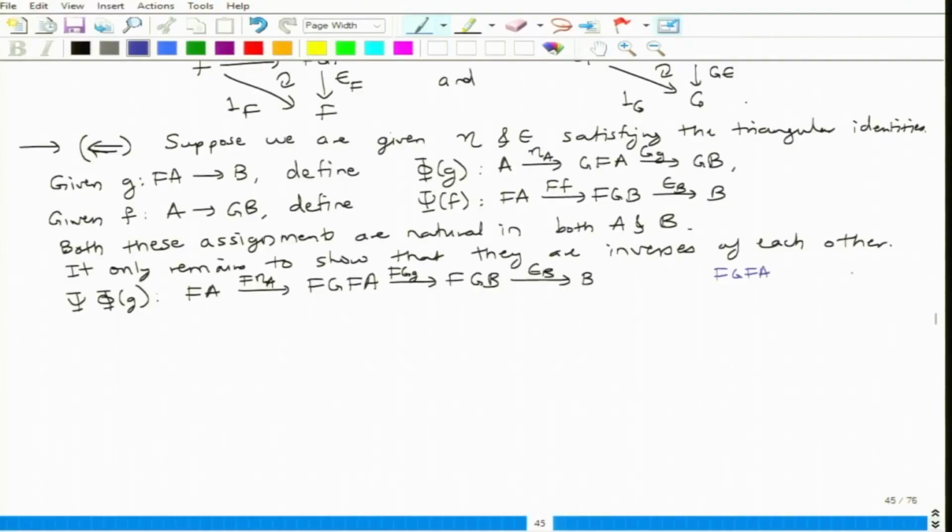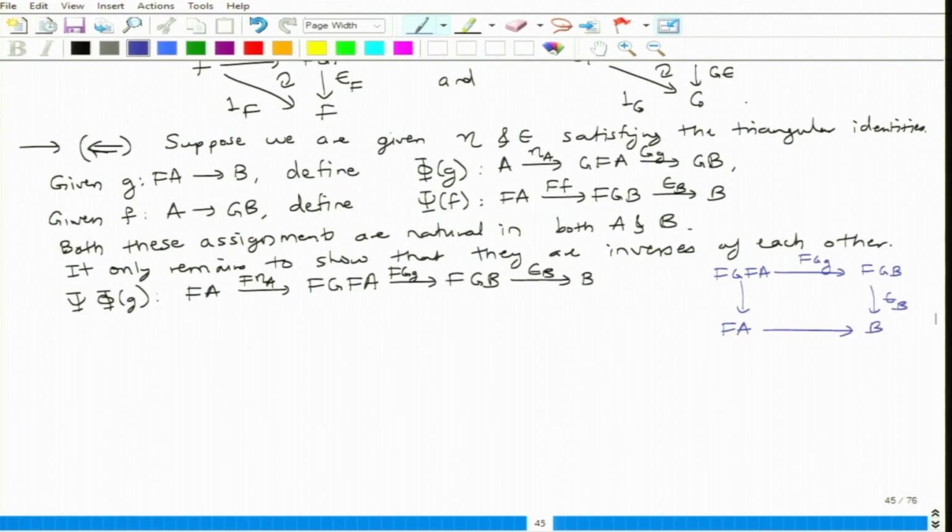Okay, I will draw it for your convenience. See, this is the commutative diagram, epsilon b, and this is fgg. Here what do we get? We have to show this whole map from FA to B is g itself.